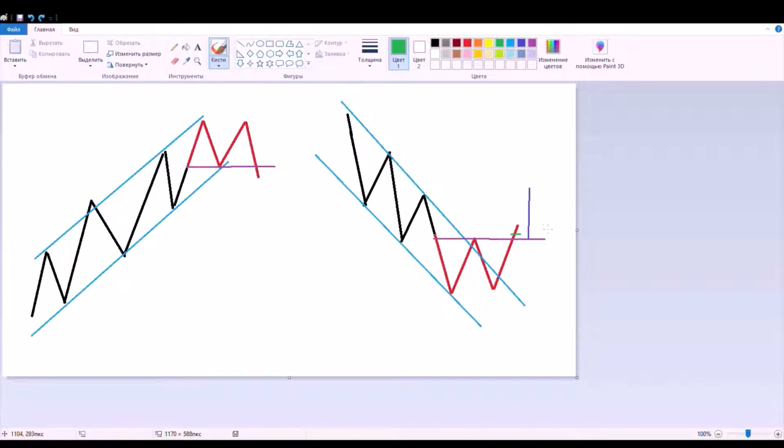Now, where is your entry? I told you, when we break the neckline, we can enter a buy trade here, and a sell trade here. Where do we set our stop loss? Let me show you.